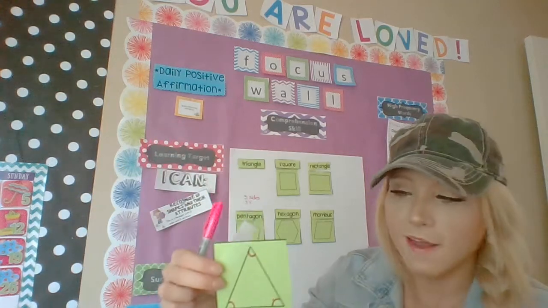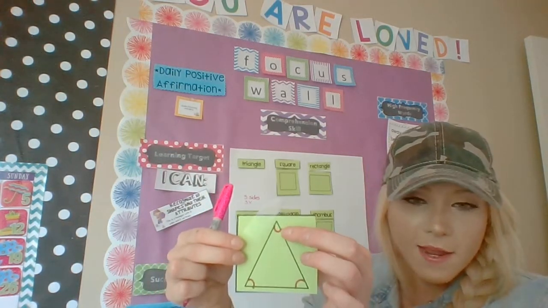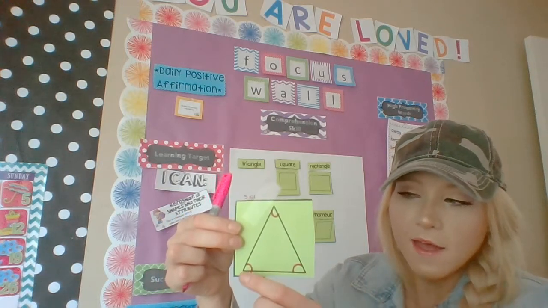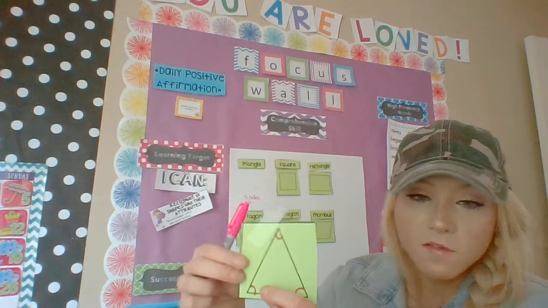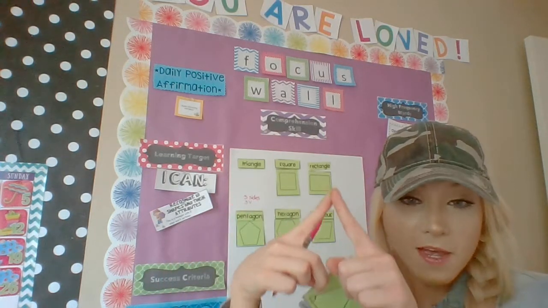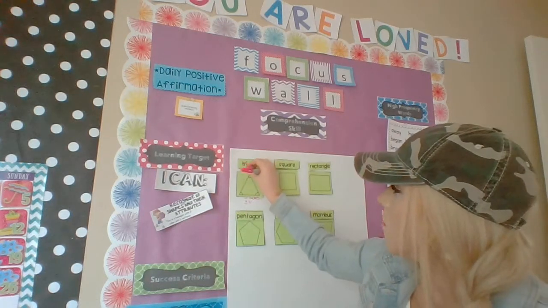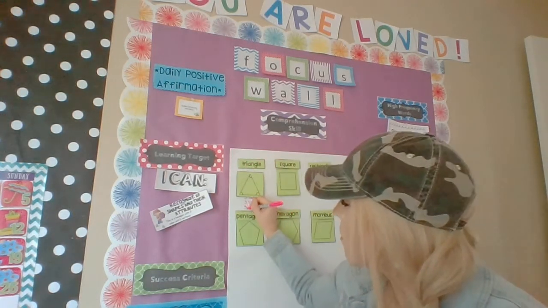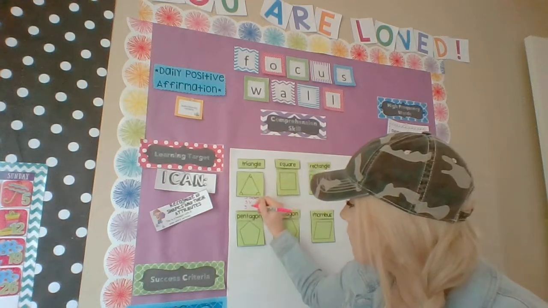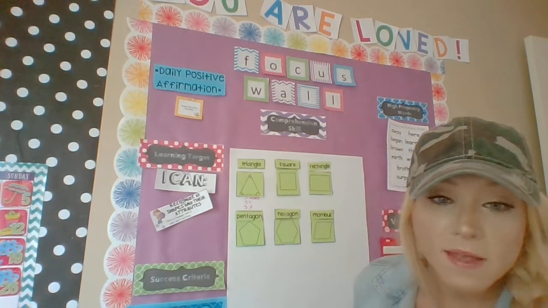Oops, I said it. We're still going to count them together. 1, we're going to count the angles. 2, 3. 1 angle, a second angle, and the third angle. So there's 3 sides, 3 angles, and 3 vertices in a triangle. 3, 3, and 3. So I'm going to put 3A, short for angle. Okay, and we're going to do that for the rest of them together.